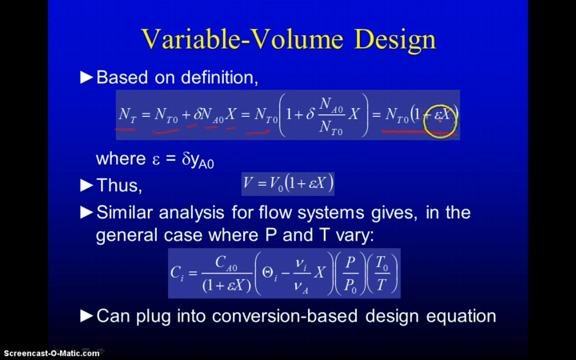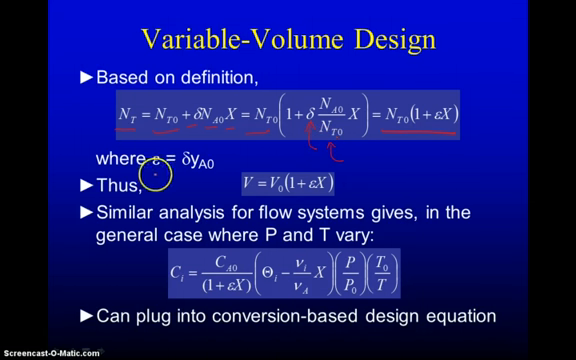And epsilon is a factor that tells us the dependence of the number of moles in the system on conversion. Based on what's written here, we have delta, which is the net change in the number of moles in the system per mole of A consumed. And we have the mole fraction of A entering the reactor.